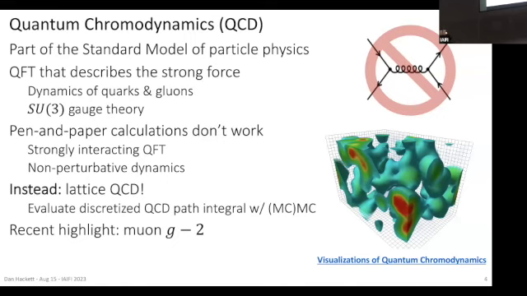Instead, sort of the best game in town, if you want to calculate what QCD predicts, is lattice QCD, where instead of doing pen and paper calculations, we discretize the QCD path integral and evaluate it by brute force using Monte Carlo methods.